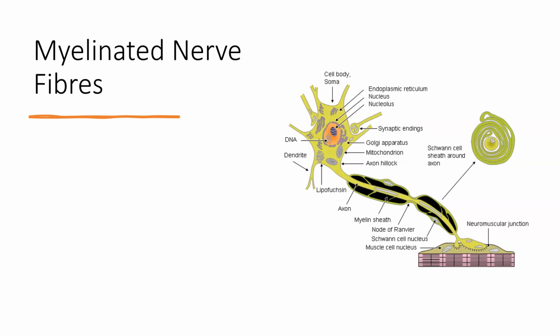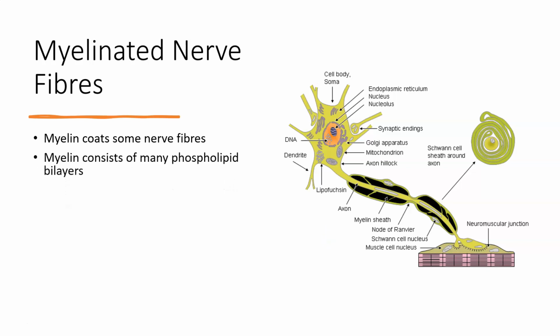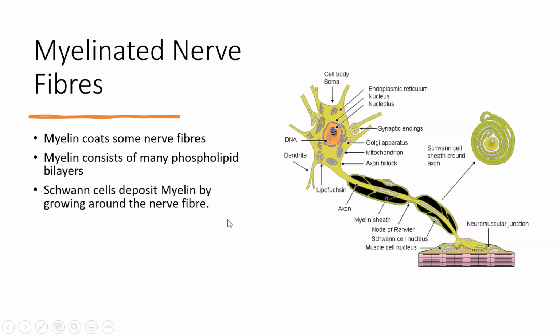So the myelinated nerve fibers, let's look a bit closer. This is where we're looking along the axon. The nerve fiber runs down the center, and then you see the myelin sheath that surrounds it and goes along in bobbles, as such. As we said, myelin coats our nerve fibers. It consists of many phospholipid bilayers, so layers and layers of phospholipids around our nerve fiber.